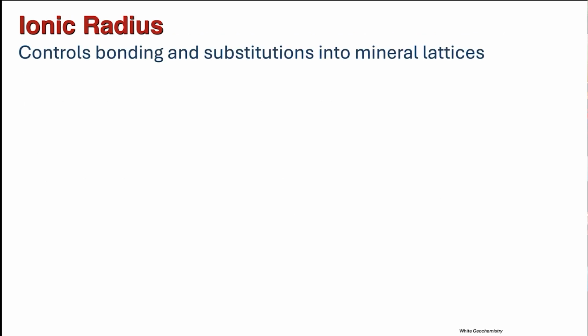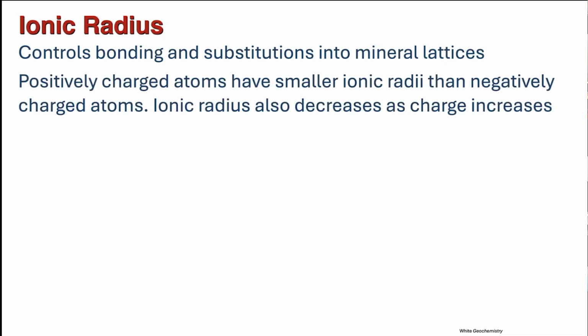Perfect. Okay, ionic radius. What's important about the ionic radius is it controls this bonding, and as we'll find out as we go along in the course, it very much controls how different metals substitute into different minerals, right? So positively charged atoms have a smaller ionic radii than negatively charged ions. And so the ionic radius decreases as charge increases.